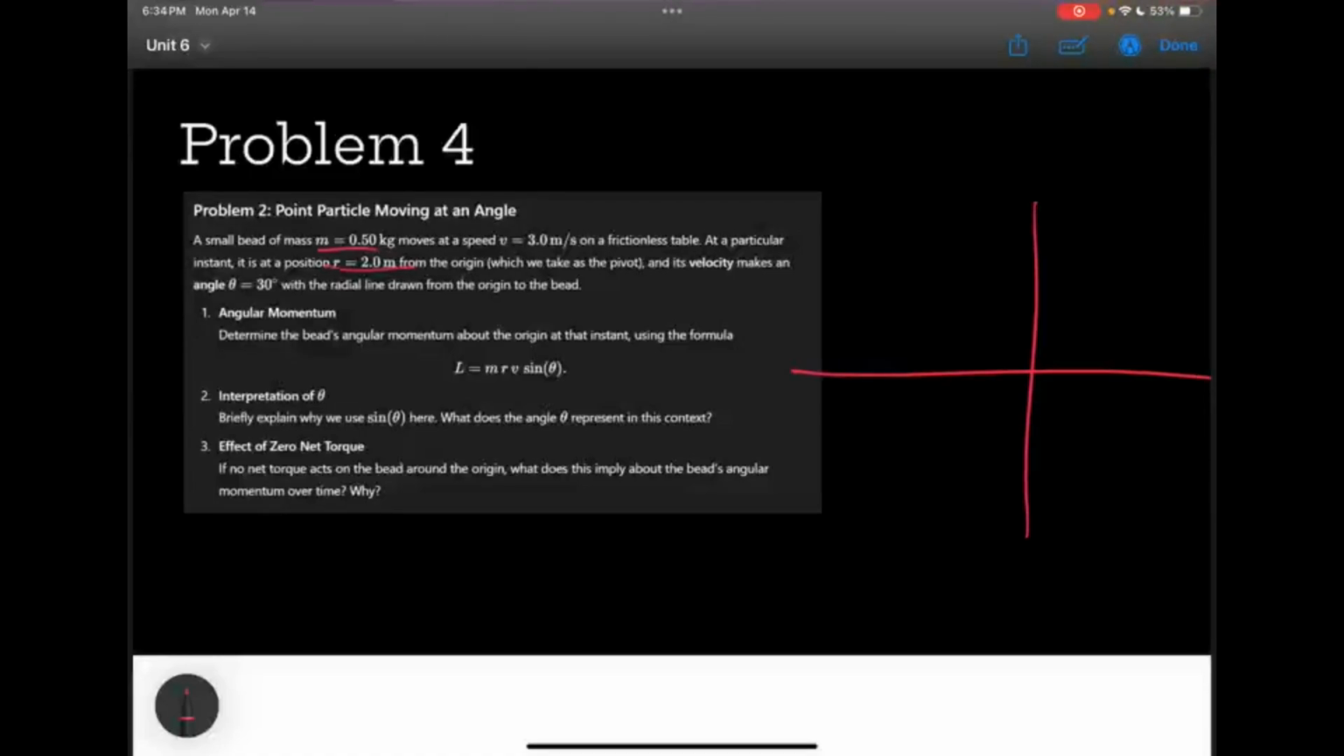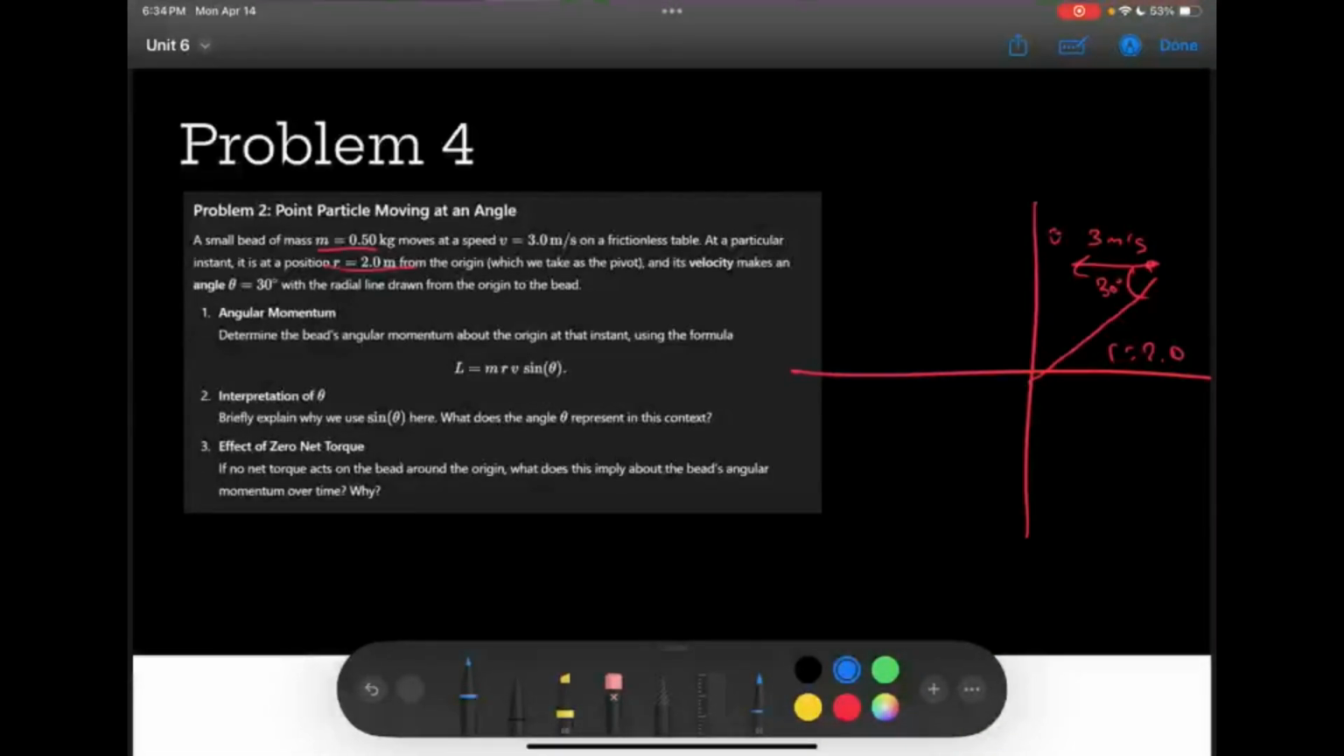So if we have this kind of particle that's moving along, it's moving along at 3 meters per second. That's its velocity vector there. And then we know some radius, right? This is 2 from the origin. And we know that the angle here is 30 degrees. Now, really quick, let's just draw some right triangle there, right? Because we know that this is 30 degrees, so this will be 60, 90, etc., right? Now that'll come in handy a little bit later.